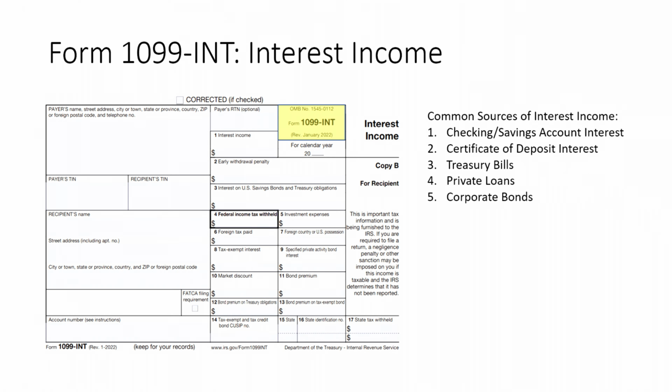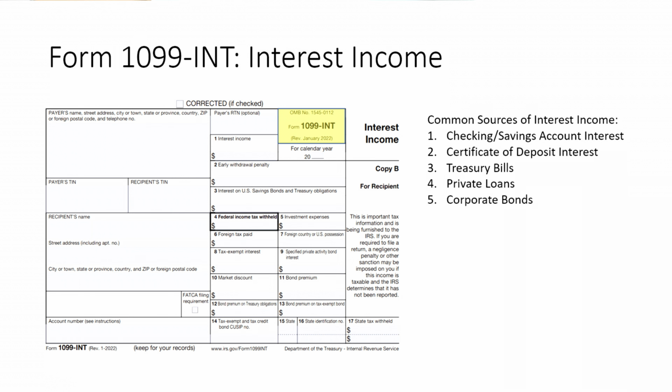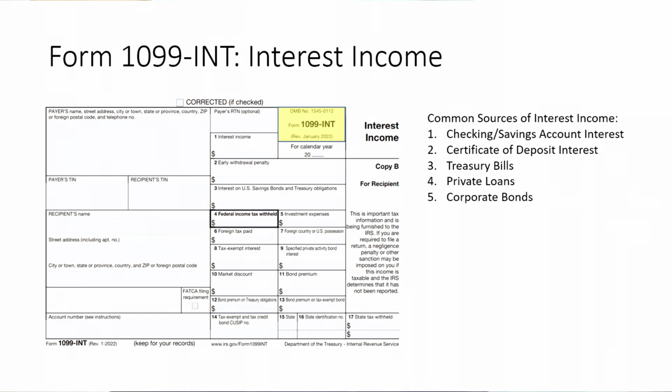That's going to be there to report any interest income that you received in that year or you accrued in that year. Box 1 is going to have your interest income subject to federal income tax. For example, if you have interest from a checking account or a savings account or a CD, that's going to be reported here. If you had money in a CD, for example, and you took the money out before the period ended, that penalty is going to be reported in Box 2.